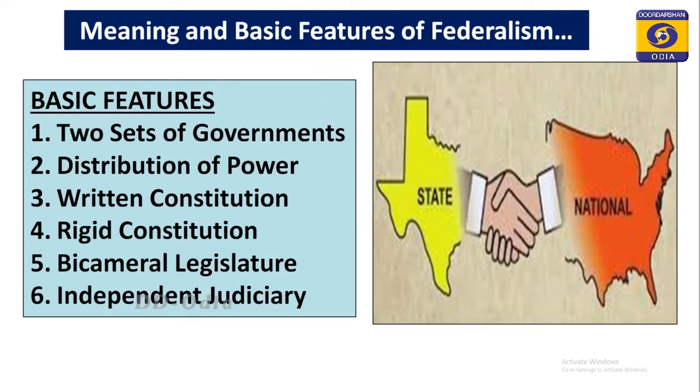What are the basic features of a federal form of government? The first is that there are two sets of government. As I told, there is a union government that will make law for the whole country, and there are state governments that can make law for the respective units, provinces or cantons. So there are two sets of government, union government and state government.